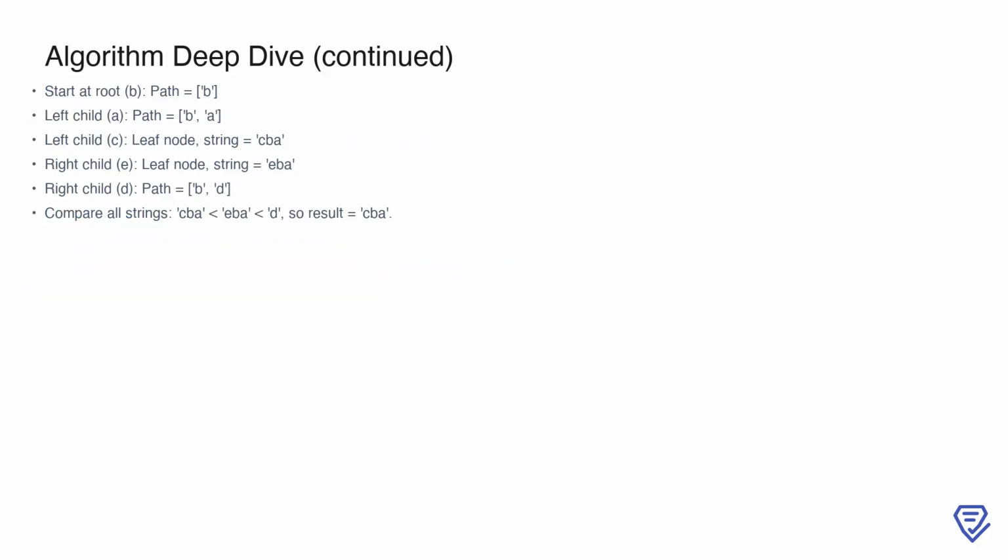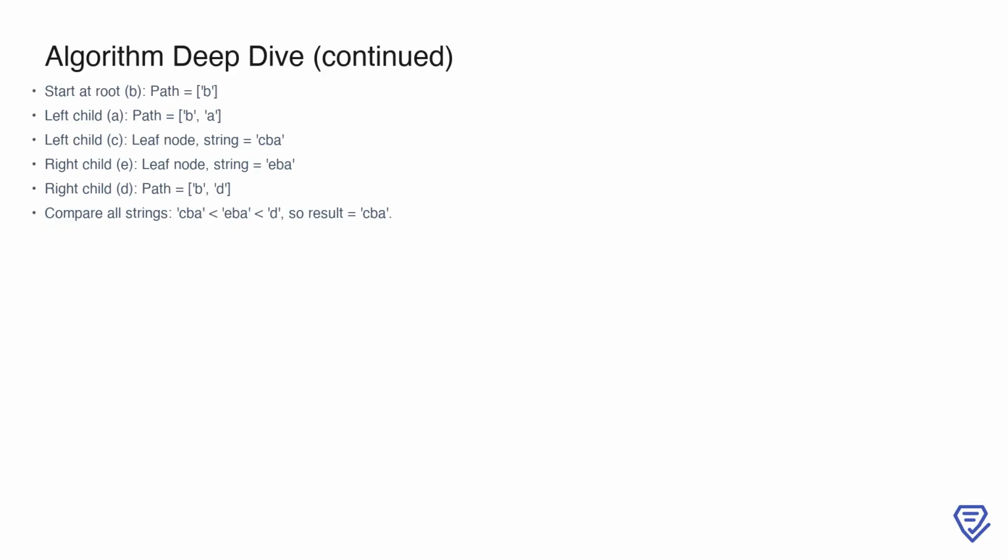We start at the root node labeled B, adding it to the path. From there, we move to the left child, A, and then to its left child, C, which is a leaf node. The path at this point is B, A, C, and the corresponding string is CBA after reversing the path. Backtracking to A, we now explore its right child, E, which is also a leaf node. The path here is B, A, E, and the string is EBA. Returning to the root, we then explore the right child, D, reaching the path, B, D. Comparing all strings, we find that CBA is lexicographically smaller than both EBA and D. Thus, the result for this tree is CBA.